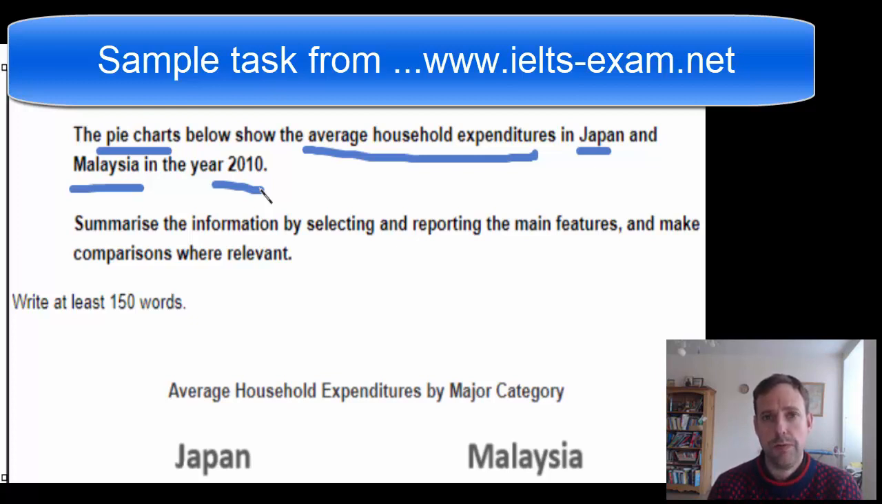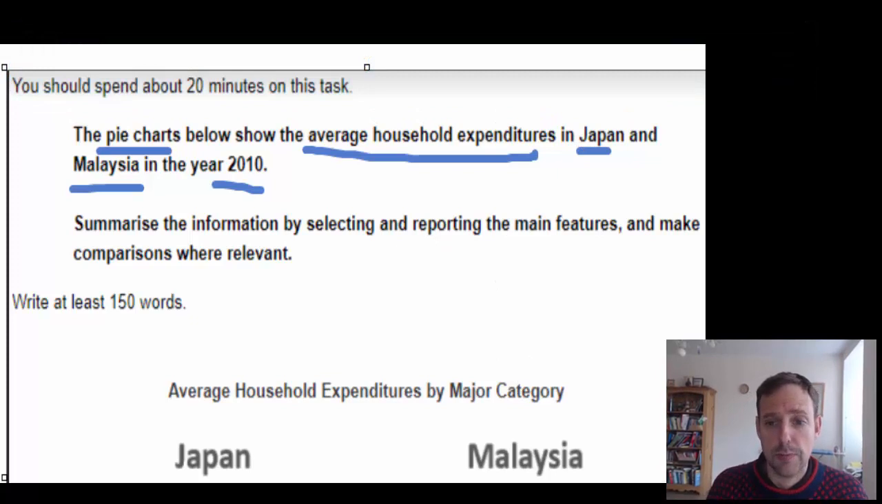Okay, so we've thought a little bit about the task, what the costs are, and how much is spent on them. The next step is to then look at the actual graphs and see if they're similar to the picture that I just created. Before we look at the graphs, you should press pause and think about your situation, your country, and your guess about Japan and Malaysia.